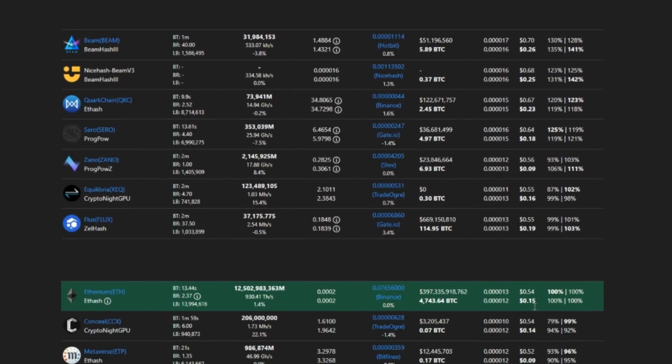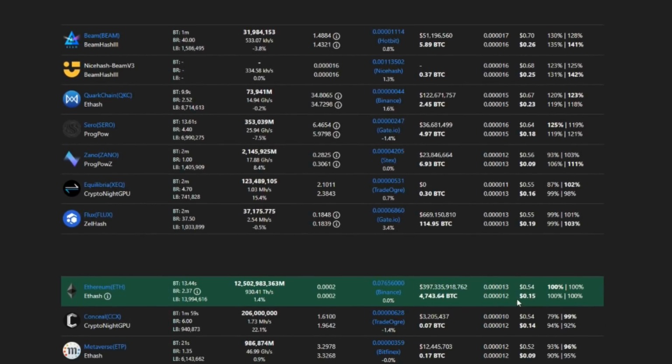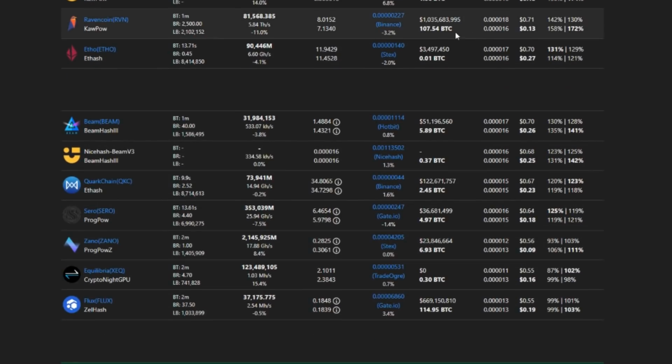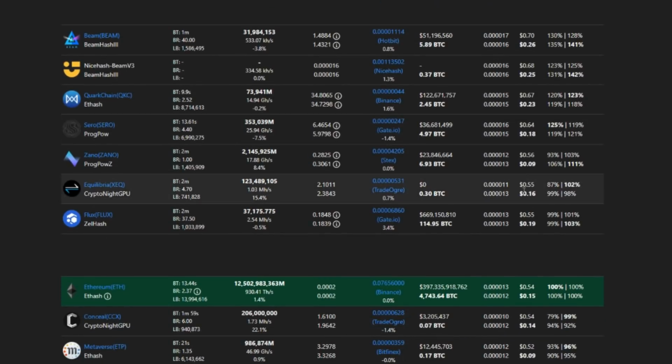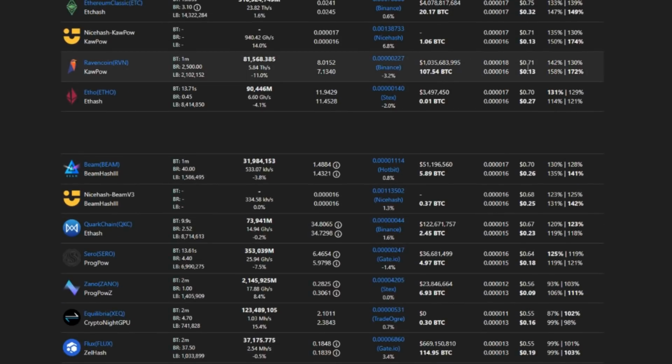So now it looks like I'm at 15 cents on Ethereum, where if I was to look at, say, Ravencoin, we're down to 13 cents. So we're more profitable after power mining Ethereum on this 4 gigabyte card than if I was to put it on Ravencoin. Yes, Ravencoin did have a halving and the profitability dropped, but the profitability is slowly coming back up.